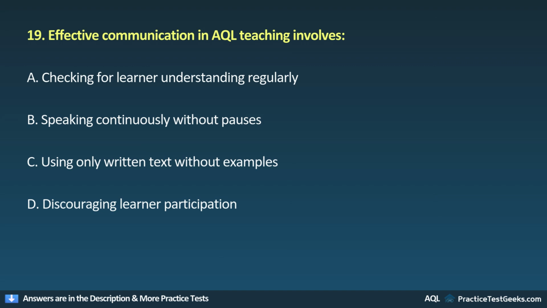19. Effective communication in AQL teaching involves: A. Checking for learner understanding regularly. B. Speaking continuously without pauses. C. Using only written text without examples. D. Discouraging learner participation.